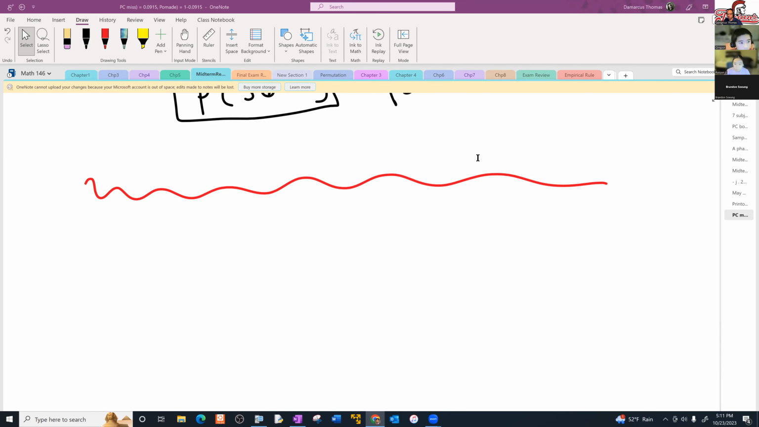So again, our midterm is... whoa, that's a squiggly eye. It almost looks like an S.